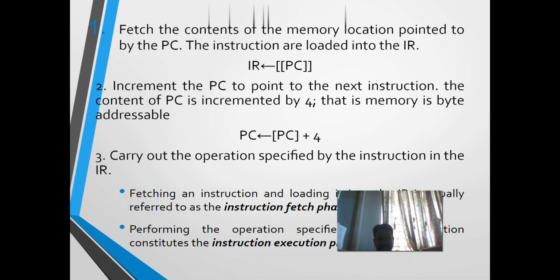Okay. So after fetching the instruction, we have two types of phases. One is the instruction fetch phase, another is the instruction execution phase. In the fetch phase, the processor fetches the instruction from the memory and loads it into the instruction register. So this phase is called the instruction fetch phase. After fetching the instruction, the processor performs the next operations with the help of the ALU. That is called the instruction execution phase, performing the operation specified in the instruction.